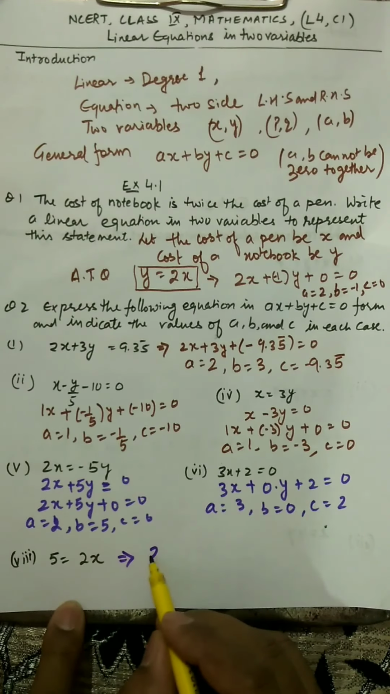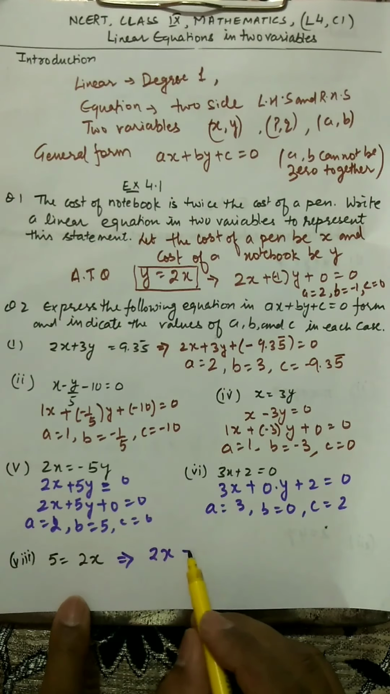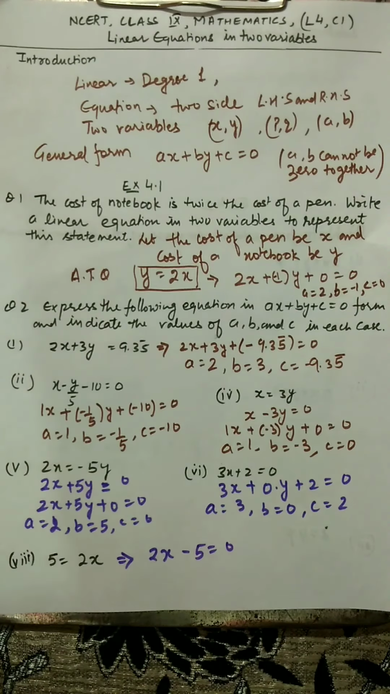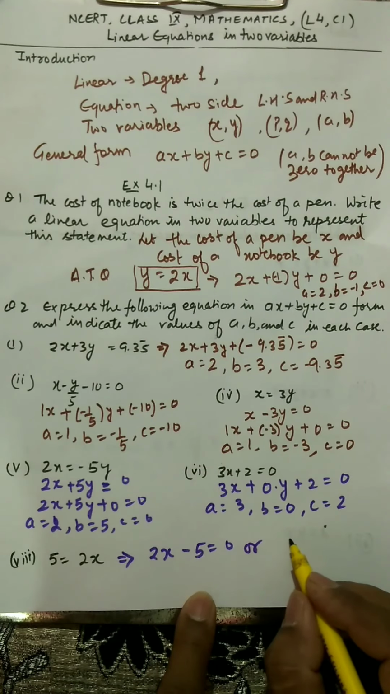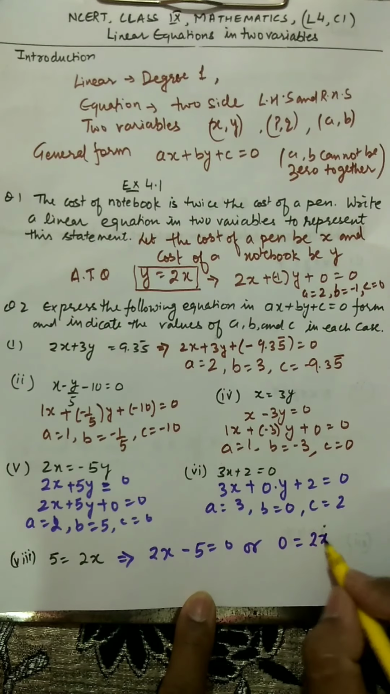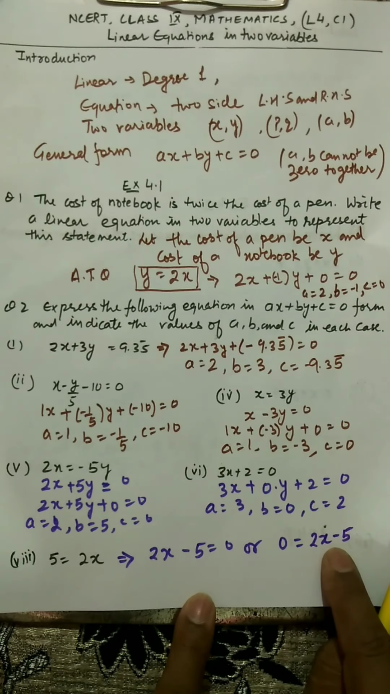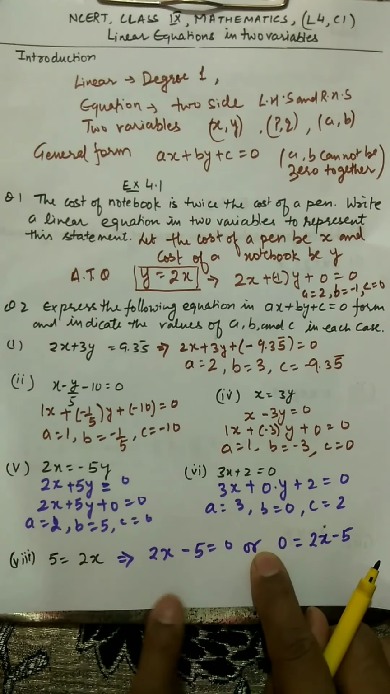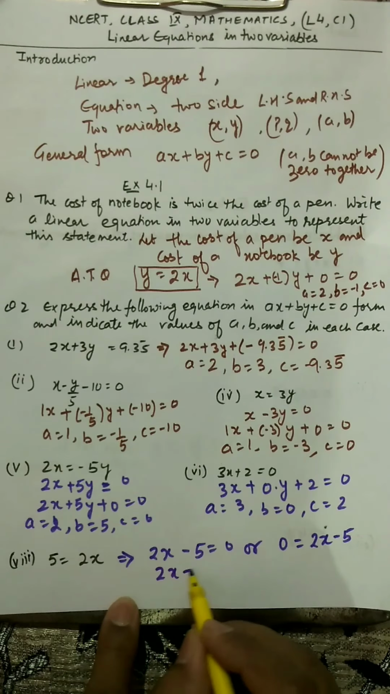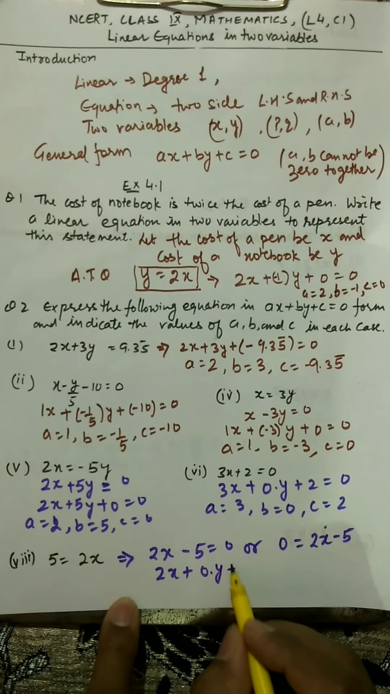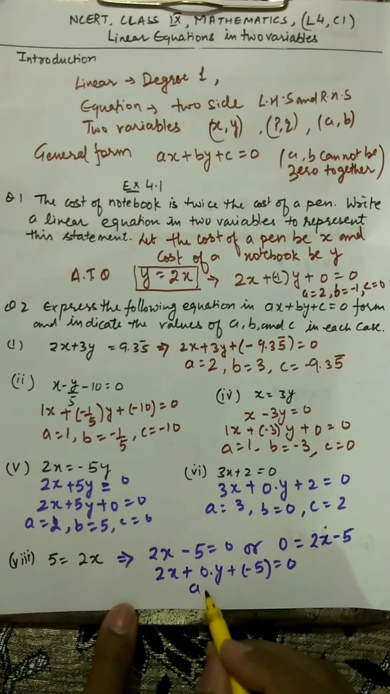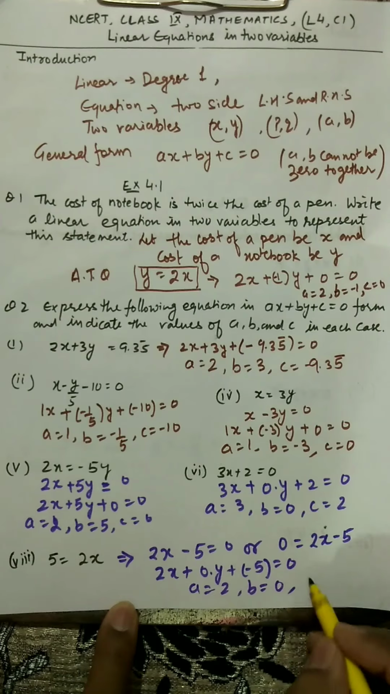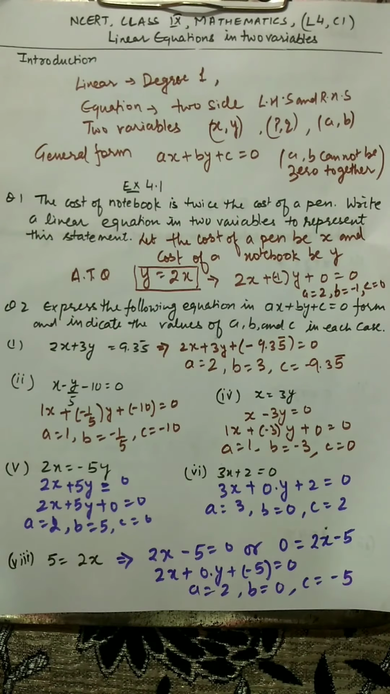Now come to this last one. We can write 2x, and you bring this 5 to this side, so this will become 0. Or some of you might think like this: 0 equal to 2x minus 5. So either you write this or you write this way. Both are the same. That's why I've written or. Now we convert that to 2x plus 0 into y, and this is minus 5 equal to 0. So your value of a will be 2, value of b is 0, and value of c is minus 5.